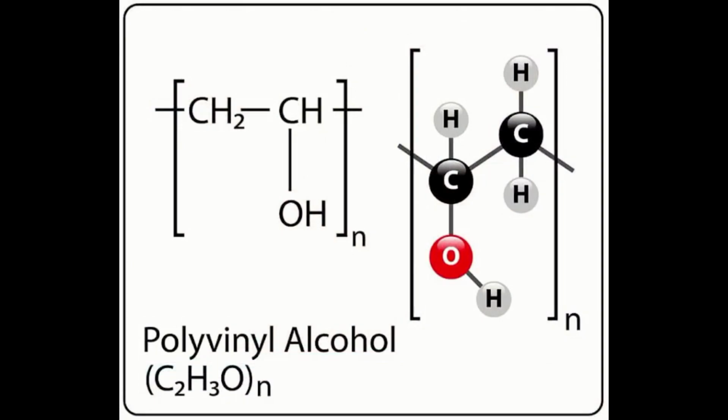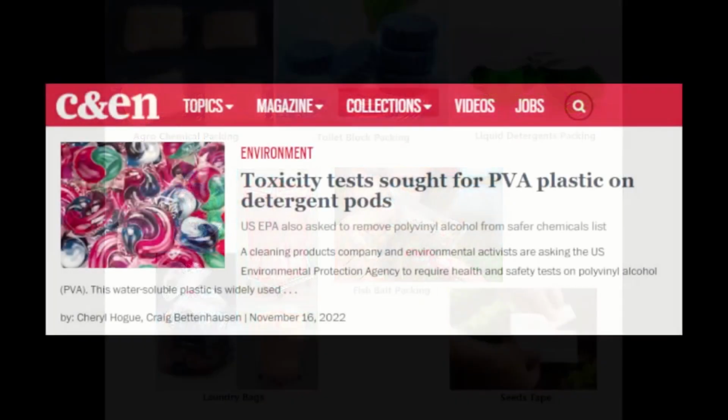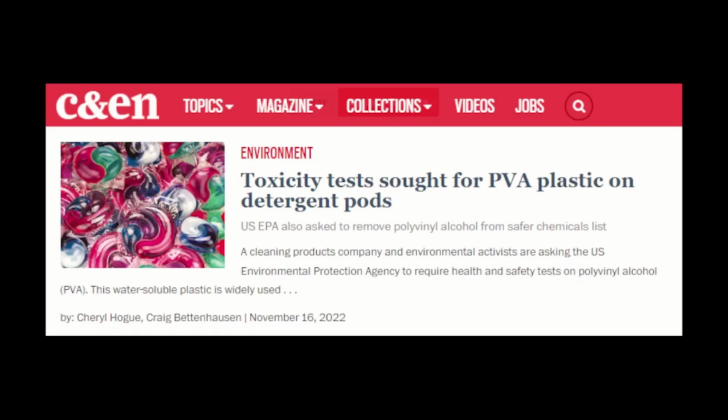Polyvinyl alcohol is another plastic that I felt it was important to talk about. This plastic is actually water soluble, which means that it dissolves in water. It's used for things like detergent pods and seed tape. I wanted to introduce you to this plastic because of an article I read in the American Chemical Society's magazine, C&EN.